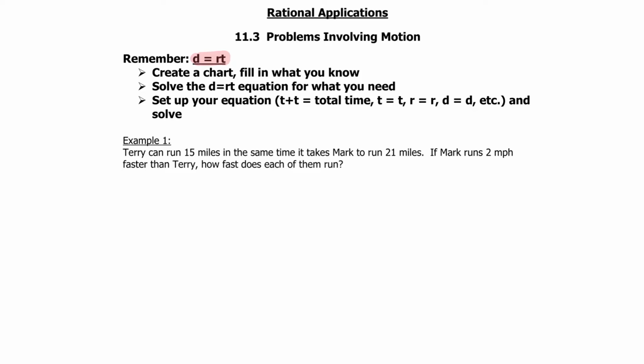We have that Terry can run 15 miles in the same time that it takes Mark to run 21 miles. If Mark runs 2 miles per hour faster than Terry, how fast does each of them run? So let's first start by making a chart. We're going to have distance, rate, and time. And this is going to be for Terry and Mark.